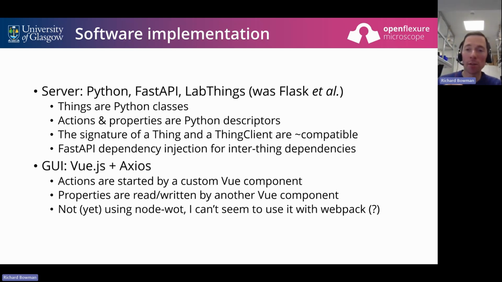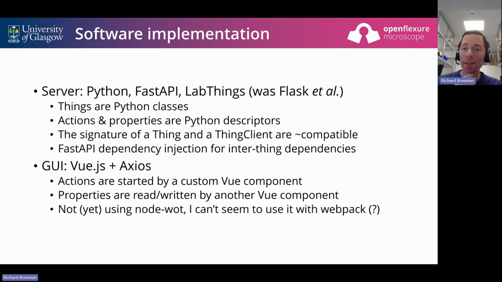I'll briefly mention that FastAPI has a nice dependency injection system where it uses the types of arguments to functions to provide things like data from the request context, or in our case, to allow things to depend on other things. So I can have an action that will find another thing in the same server and use that. And the dependency injection is quite a nice way to declare those dependencies just as function arguments.